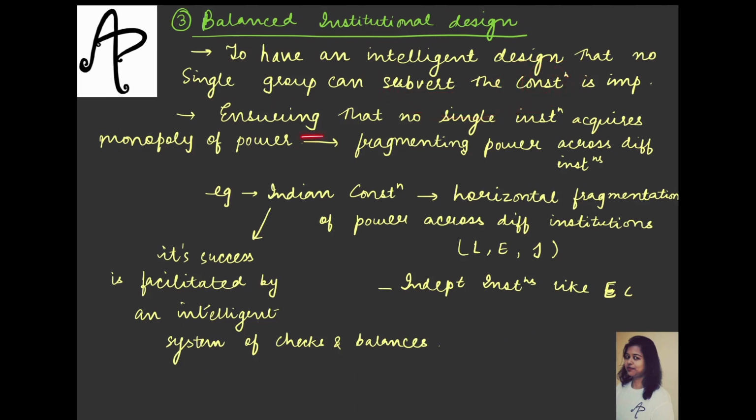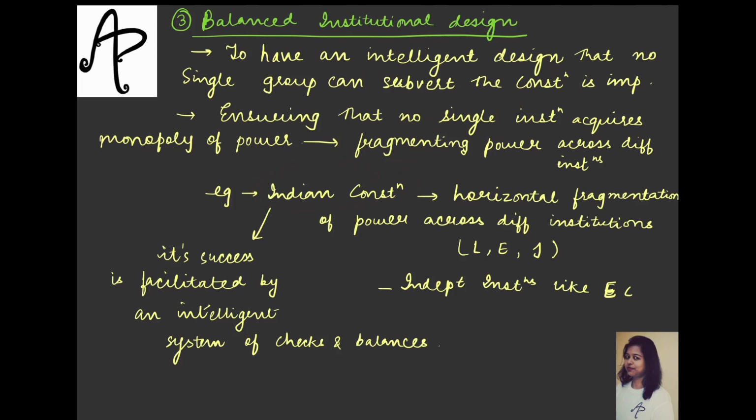सो वी नीड टू इंश्योर दैट नो सिंगल इंस्टीट्यूशन acquires the monopoly of power, that particular institution only will have the power. No, it cannot be done. It should not be done. And the fragmenting power has to be done across different institutions. The different institutions will have different authority, and everybody will have some or the other kind of responsibility and the power associated to them. Now, let's say, for example, if we talk about the Indian Constitution.